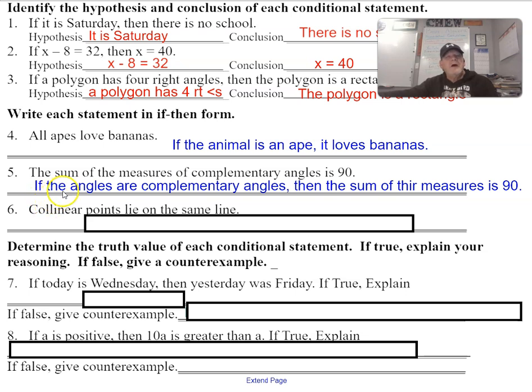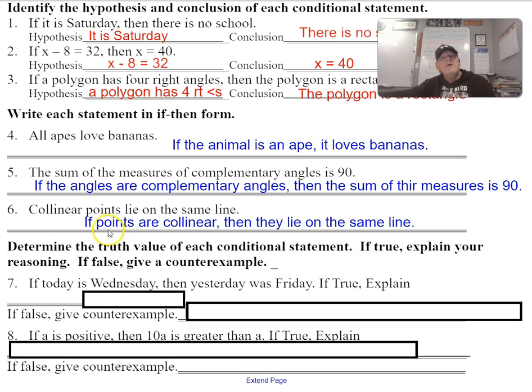So in if-then form, if the angles are complementary angles, then the sum of their measures is 40. And there is misspelled. There is another typo, Mr. Chu, hurrying up the lesson. Number 6, collinear points lie on the same line. So in if-then form, if points are collinear, then they lie on the same line. The hypothesis, points are collinear. The conclusion, they lie on the same line.